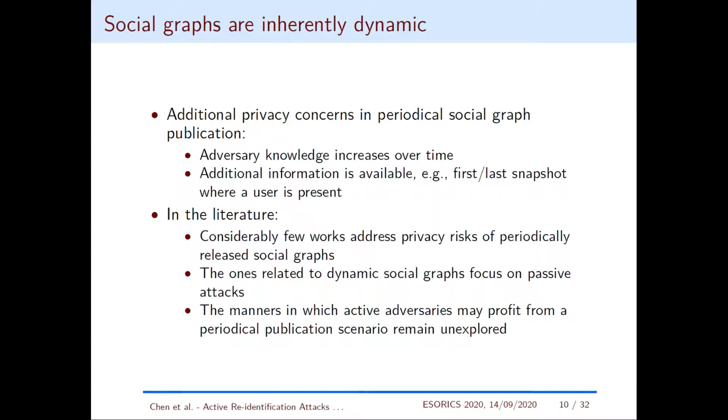When we publish a dynamic social graph, there are additional sources of information for the adversary. The knowledge that is available to the adversary increases over time, every time there is a new release. Also, new types of information are available. For example, we know the first and last time that a user is present or a pseudonym is used. But in the literature, there are considerably few works that address the privacy risk in this scenario. And the ones that deal with dynamic social graphs usually focus on passive attacks. So the way in which active adversaries may profit from periodical publication remains unexplored.